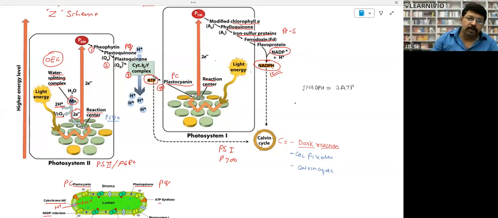So this is non-cyclic. Why? Electron starts its journey from one point and ends up at another point. So this is non-cyclic. Electron does not come back. Both PS1 and PS2 are involved. Go through it and try it, because you will get the question from here. Cyclic and non-cyclic are the favorite questions of teachers.